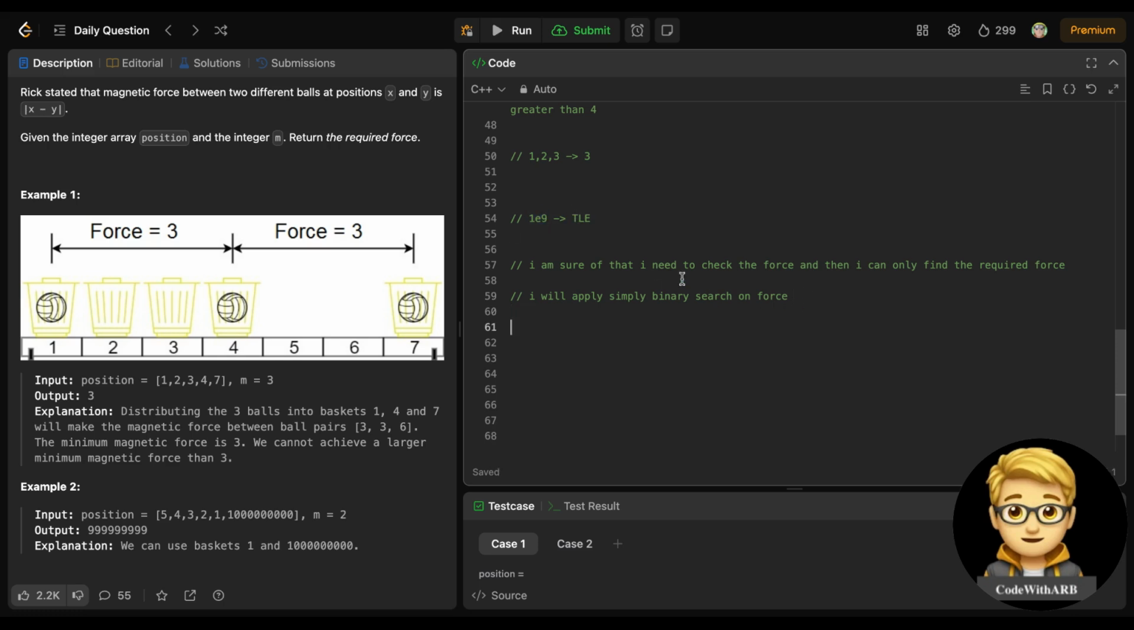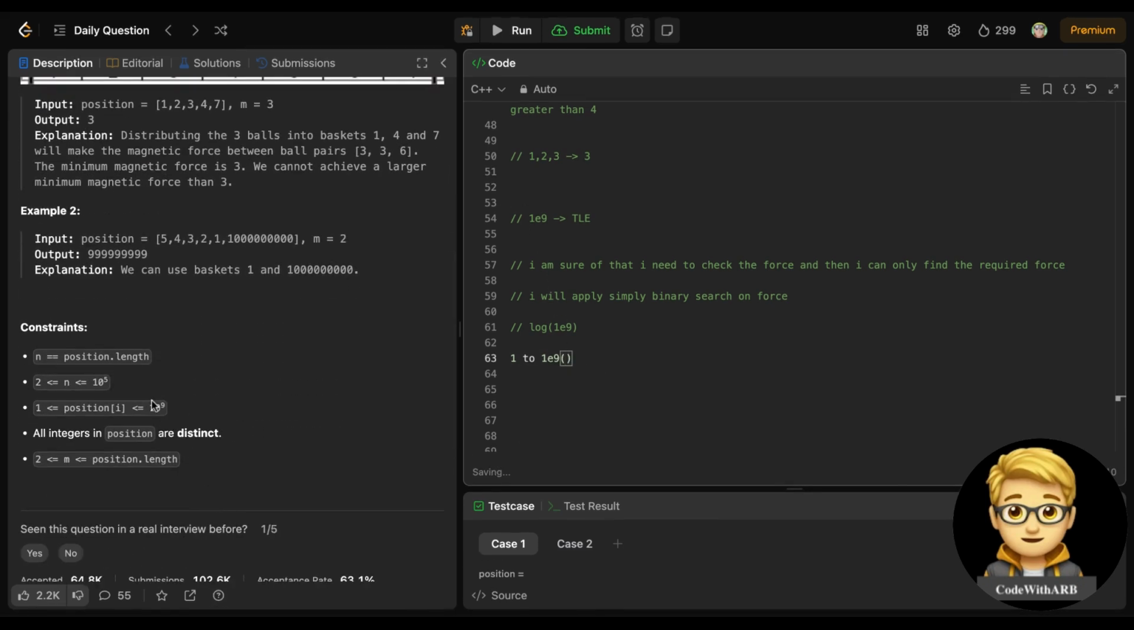If you apply binary search on this force, this will be required only 1 to 9, because you don't need to check each and every force. You will just require some logic to reduce the search space. The previous search space was 1 to 9, up to the maximum value. This is the maximum position which is given, right?